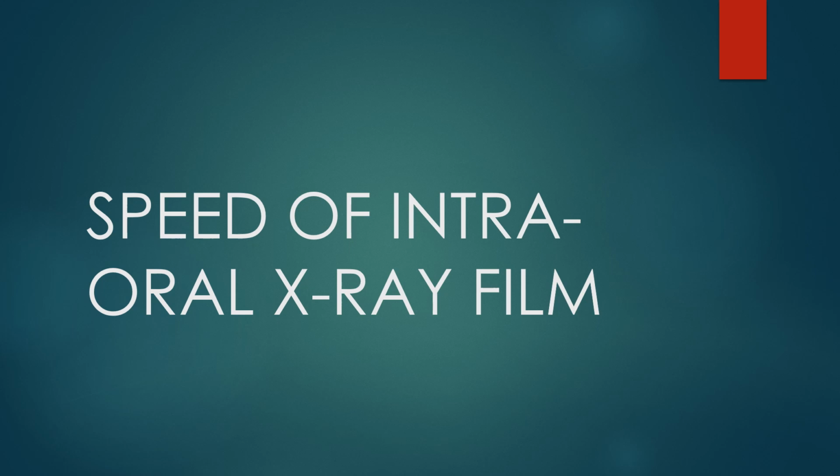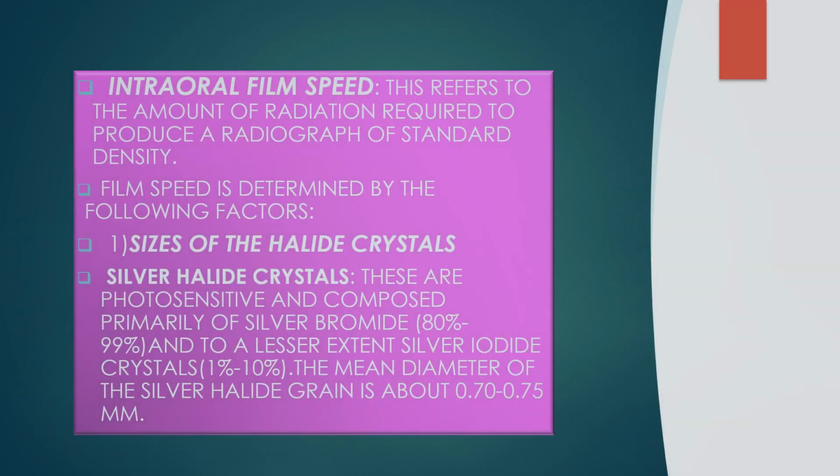So today's topic is speed of intraoral X-ray film. So what is intraoral film speed? This refers to the amount of radiation required to produce a radiograph of standard density. Now, what does the standard density mean in radiology? Here it means the degree of darkening of the film. As the speed of the film increases, the amount of radiation required to expose the film decreases.